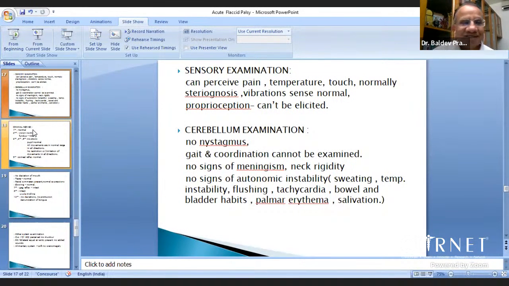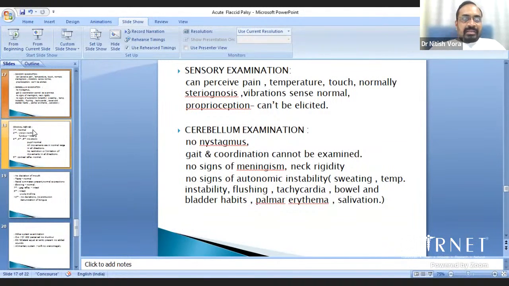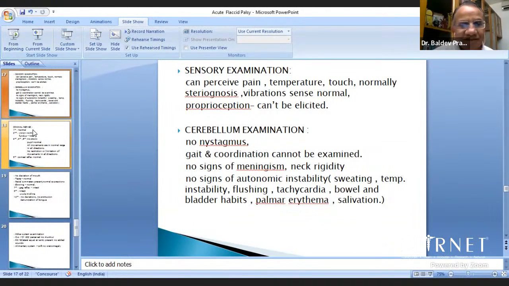I think now we should go for the investigations so that we can have some time for the discussion, because we now have about 10-15 minutes. Dr. Nitish, should we go? Yes, please, sir. Okay, we can go further, whatever PPT you have prepared.